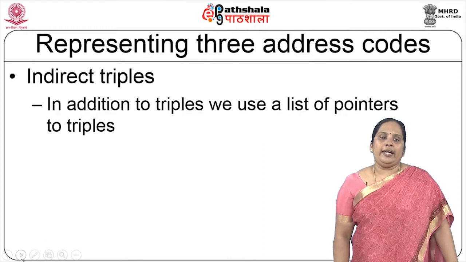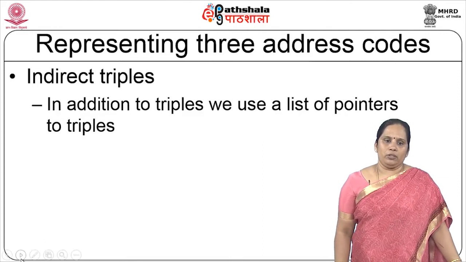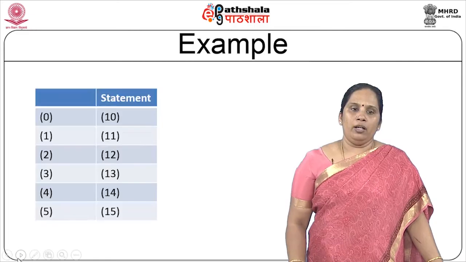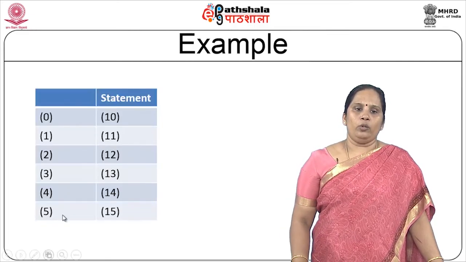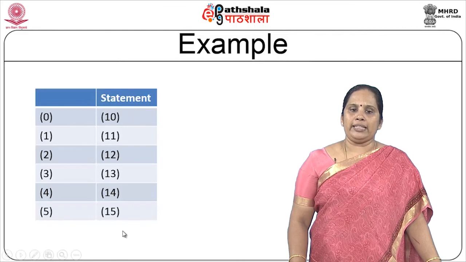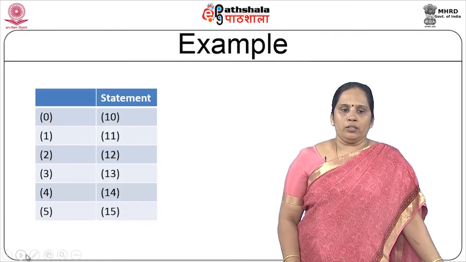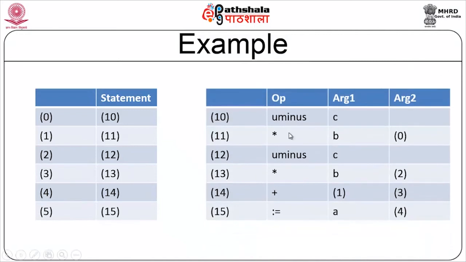Indirect triples: in addition to triples, we use a list of pointers to the triples. So this is again triples only, but we have double indexing. Here 0 to 5 have pointers to the indices 10 to 15, where 10 to 15 correspond to, for example, unary minus star, which we have already computed as a triple. So this is a triple, and this has a pointer to a triple. So this is a double pointer, which is going to be one more representation of your 3-address code.